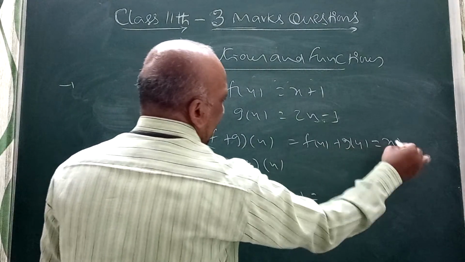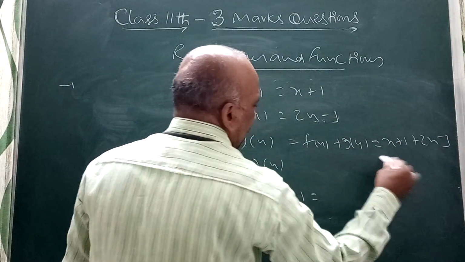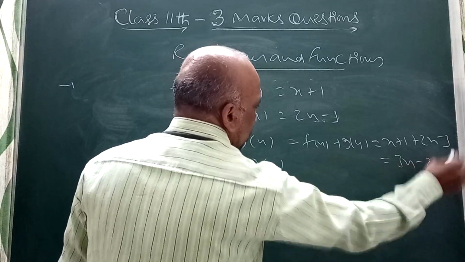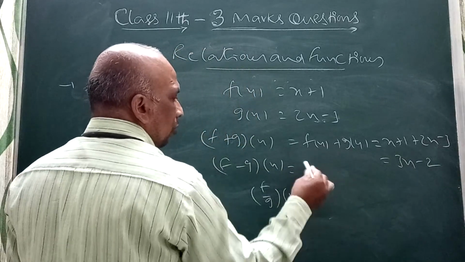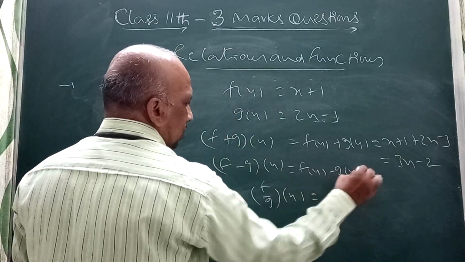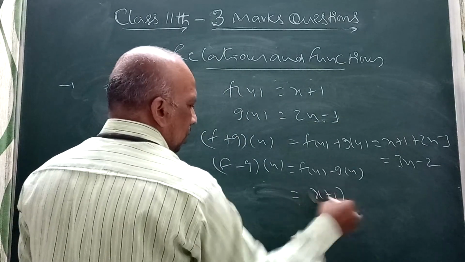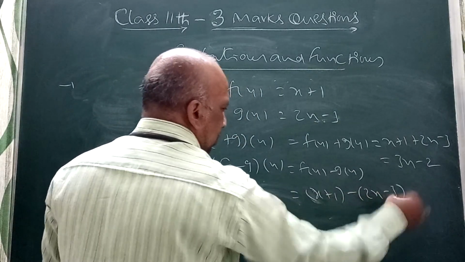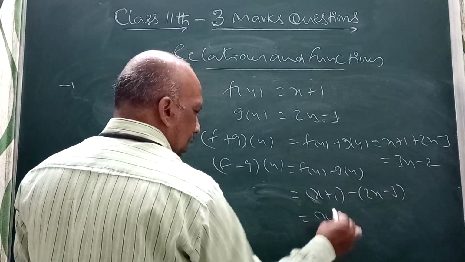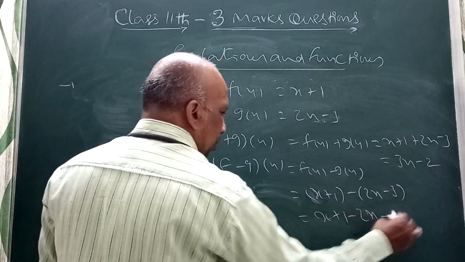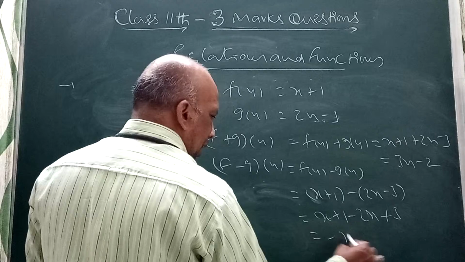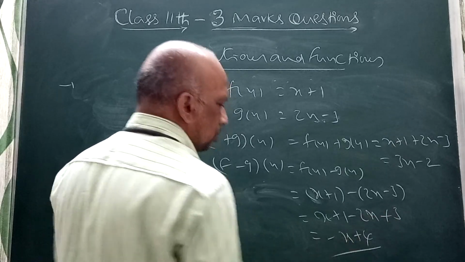So you can add: x plus 1 plus 2x minus 3 gives 3x minus 2. F minus g of x is f of x minus g of x. Correct, you can subtract this, right? X plus 1 minus of 2x minus 3, so you will get x plus 1 minus 2x plus 3. This will come to minus x plus 4.